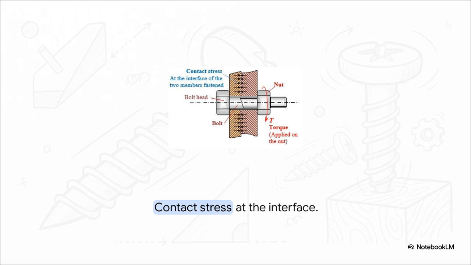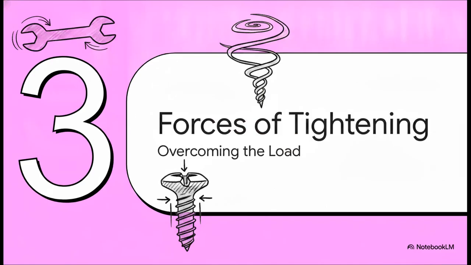Well, when you apply torque, which is just a twisting force, to the nut, it travels right down the thread. As it hits the surface, all that torque translates into immense contact stress. The threads of the bolt are pulling up, the nut is pushing down, and those two members are clamped together with incredible force. Which brings us to section 3, the forces of tightening: overcoming the load.